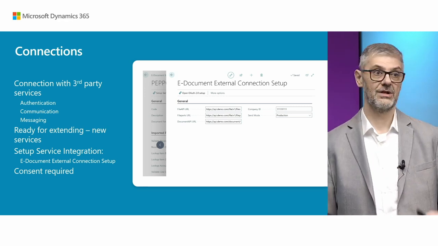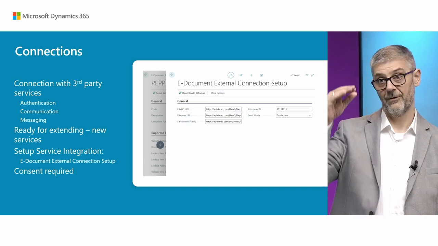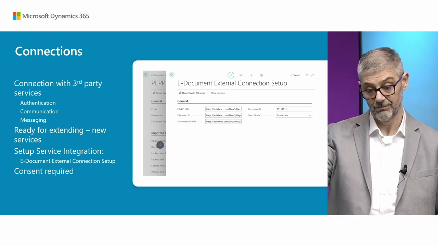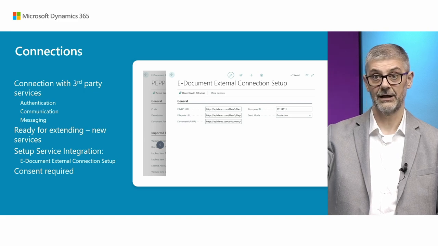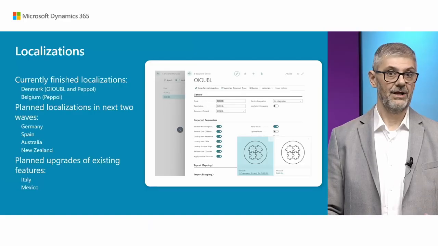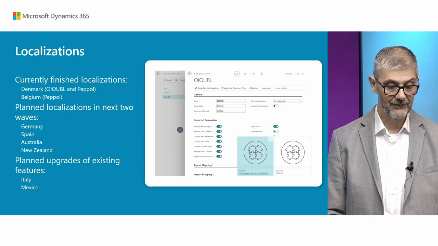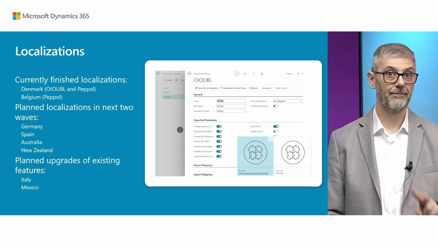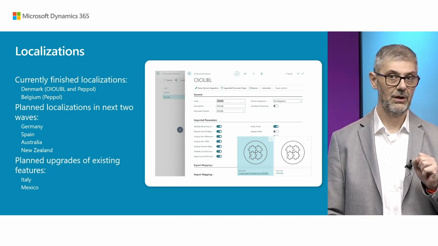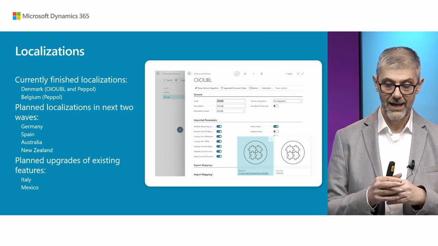And of course, as we are using third-party access points, from the moment when you choose to move from non-integration to this one, the current integration, or eventually tomorrow more integrations, you will get a consent. This is required because you are moving outside of Business Central. What else? We deliver some localizations, and this is not where we stop. At this moment, we deliver localization for Denmark, both formats OIOUBL and PayPal, so you can choose both of them.